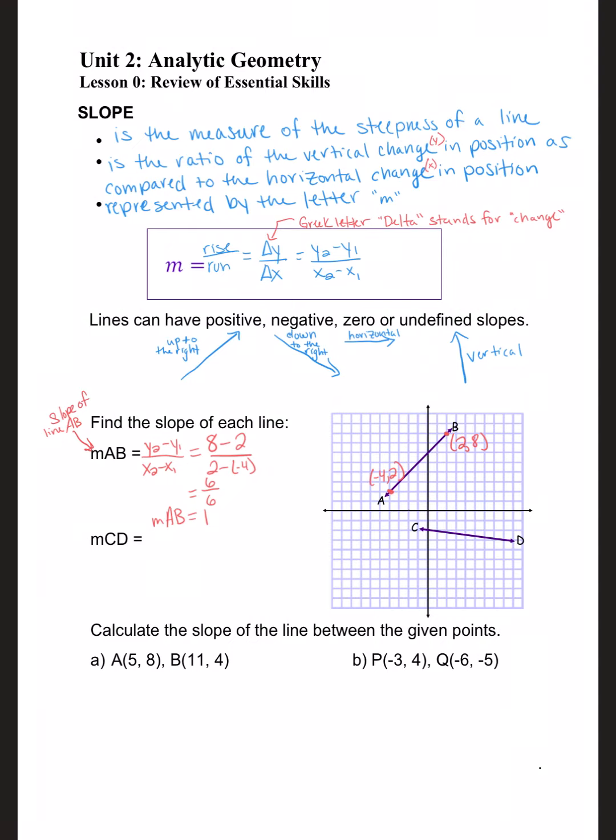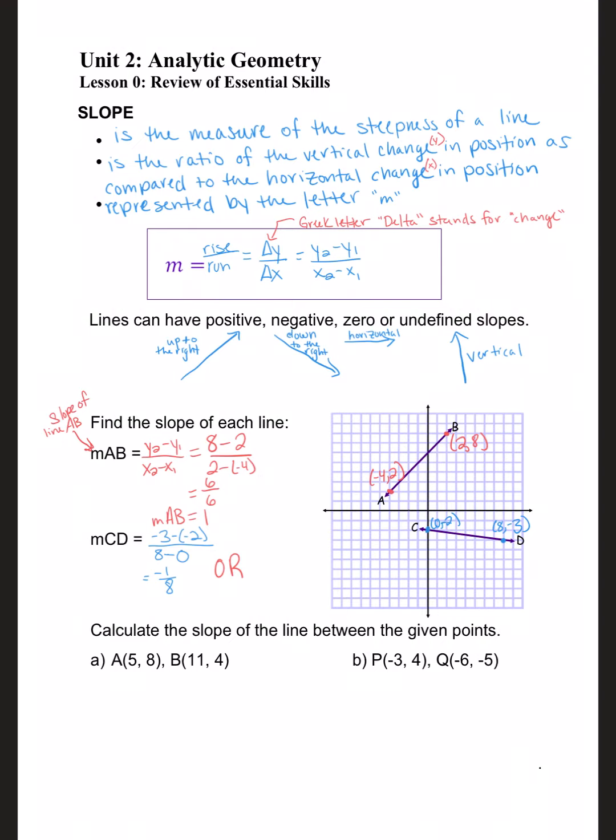Pause the video and see if you can do that for CD as well. Okay, so there's your solution there. Hopefully you identified some points and found that your slope is -1/8. I just wanted to show you too that you could go the other way, and what I mean by that is if we decided to grab from point C first.